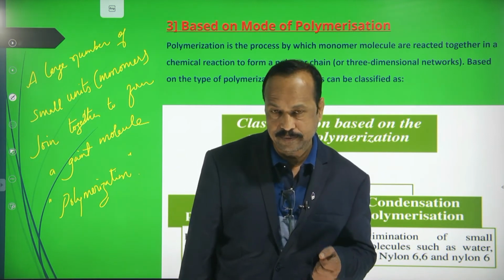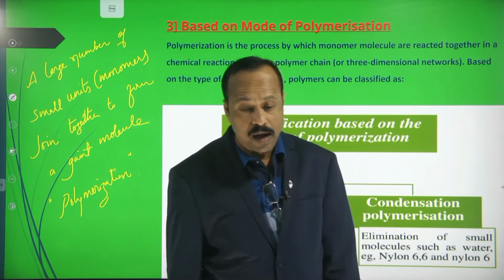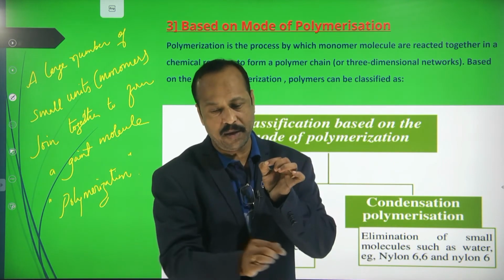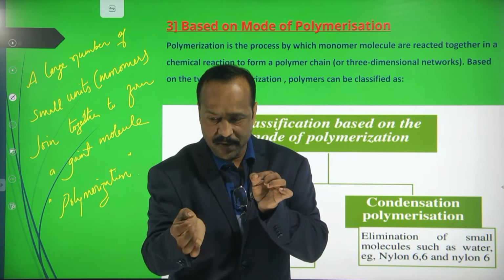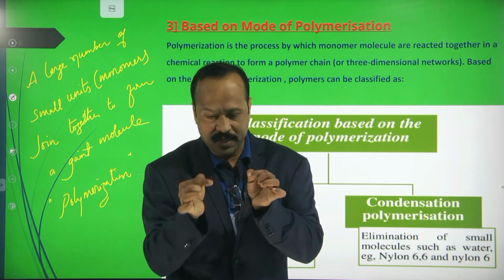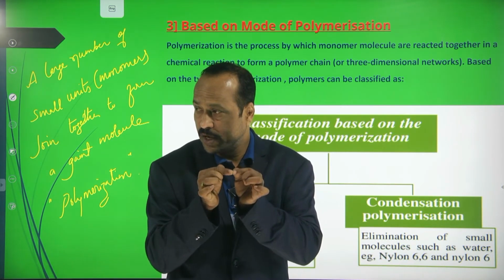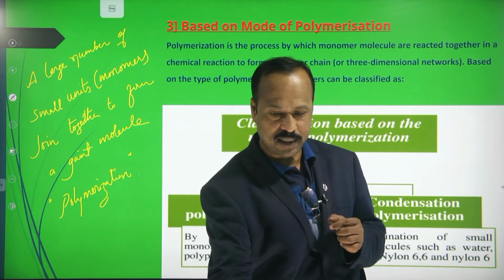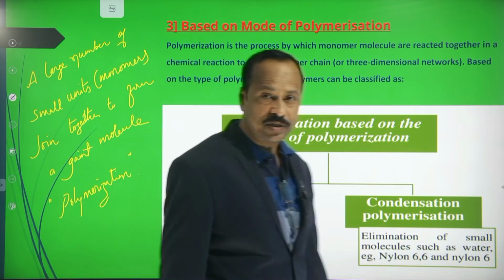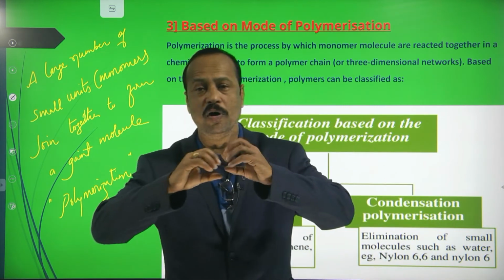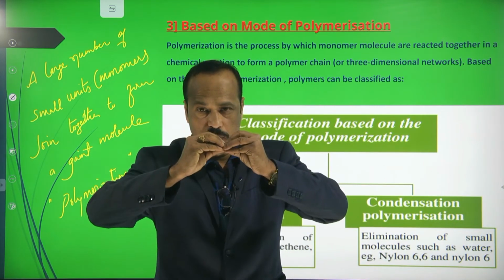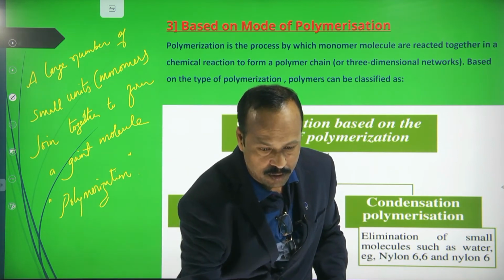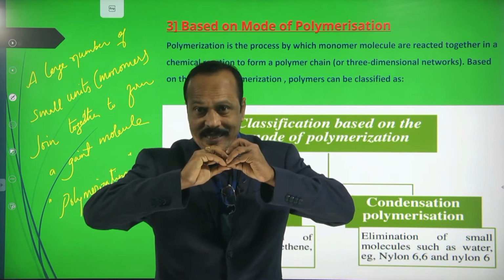What is it called? Condensation polymerization means from here one small part will break, from here one small part will break. After breaking these two parts, both will join. This is called condensation polymerization. Is this clear to you? So when two molecules combine like this, that is called condensation polymerization.